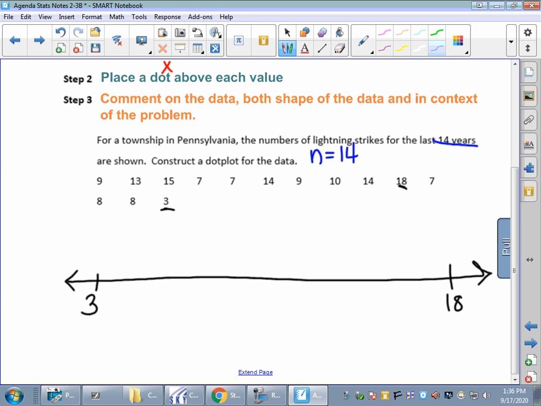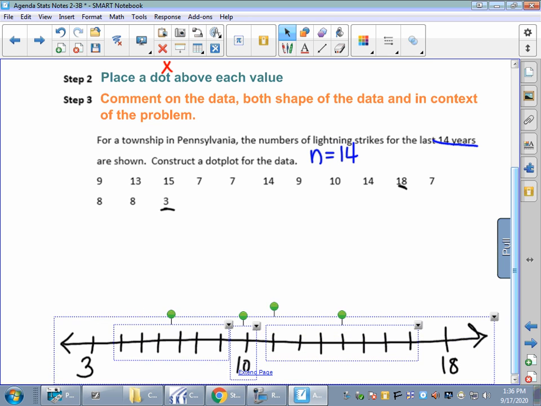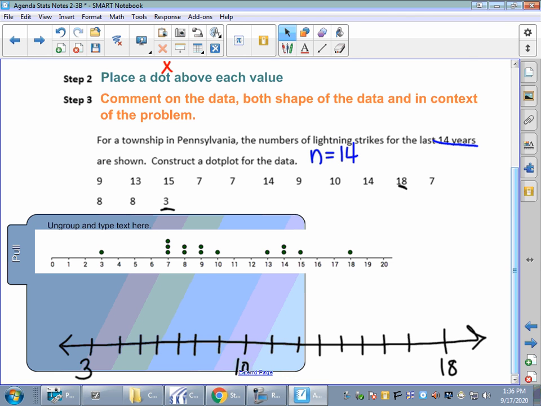So 10 would probably be about right here. Ten. 18. Whoops. So while you go ahead and get all your dots on there, please get that done so you can compare. I am going to sneak out my pre-made dot plot. Notice they went from 0 to 20. I'm not going to do that. I'm going to start at one end. And don't forget, it is a number line, so stick your arrows on the end.